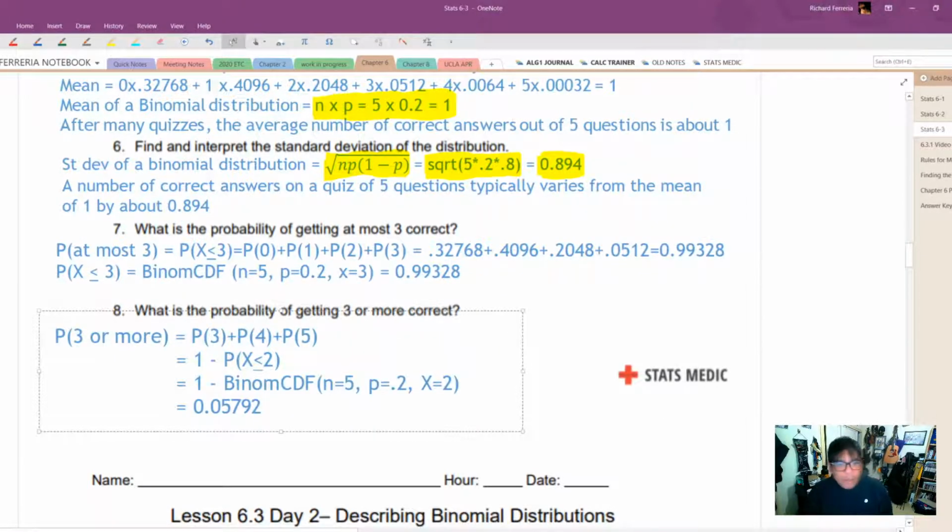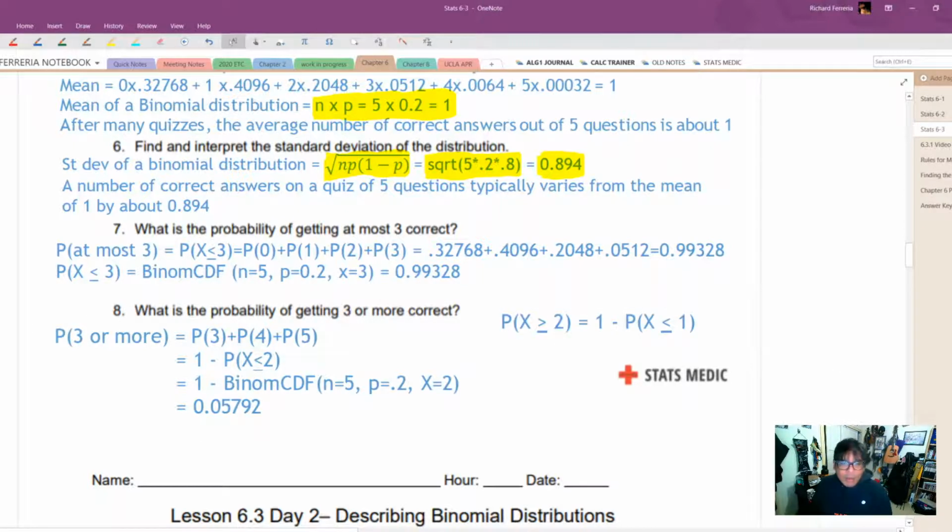So if we want to figure out the probability of 3 or more, we could actually just do 1 minus the probability of 2 or less, which is nice because 2 or less has a calculator function for it. It's the binomial CDF, n equals 5, p equals 0.2, and x equals 2. And that calculates 0.0572.